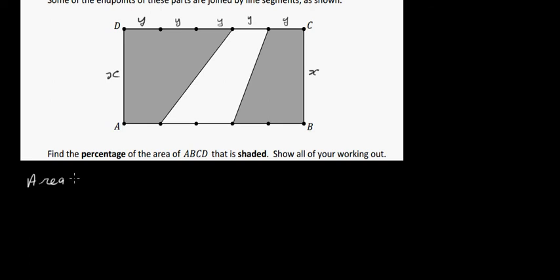So the area of the rectangle ABCD is going to be length times width. The length is x, and the width is y plus y plus y plus y plus y. It's going to be 5y. So in other words, it's just 5 times xy, 5xy. So the area of the entire region is 5xy. Now let's work out the area of this part of the shaded region first, and then this one, and add them together. So we'll do the area of the shaded region.